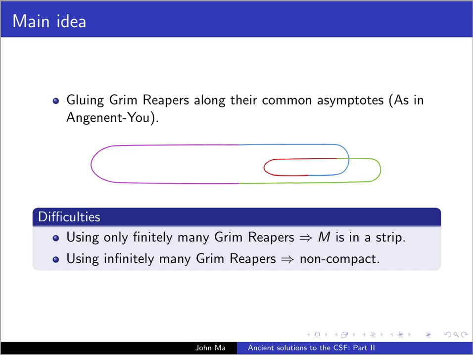But as you can see in this construction, there's some sort of a dilemma, because if we use only finitely many grim reapers, then because of how we glue them, we have to glue along the common asymptotes. So if you use only finitely many, they just stay in a strip. They are not going to span the whole upper half plane. But on the other hand, if you do it using infinitely many grim reapers, you run into another problem, because now the solution is non-compact.